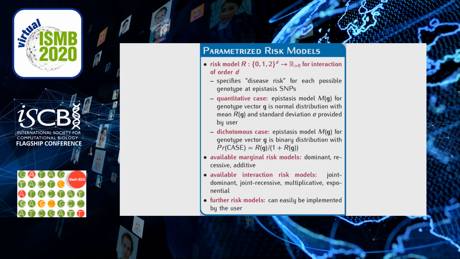In EpiGEN, the user can combine several parametrized risk models. The following interaction models are available: joint dominant interaction, joint recessive interaction, multiplicative interaction, and exponential interaction. Moreover, EpiGEN provides dominant, recessive, and additive marginal risk models. Further risk models can easily be implemented by the user.